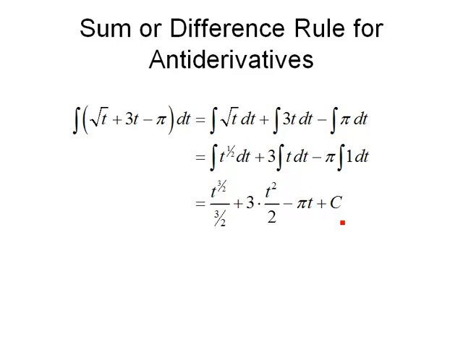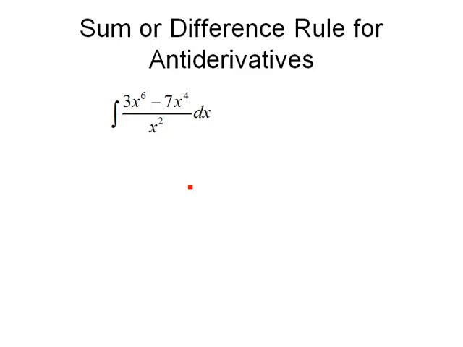If I were to go ahead and simplify this, dividing by 3/2 is the same as multiplying by 2/3. So the first term would be 2/3 t to the 3/2. I might put the 3 and the 2 in this fraction together as 3/2 and then multiply by my t squared. And then I have minus pi times t plus c.